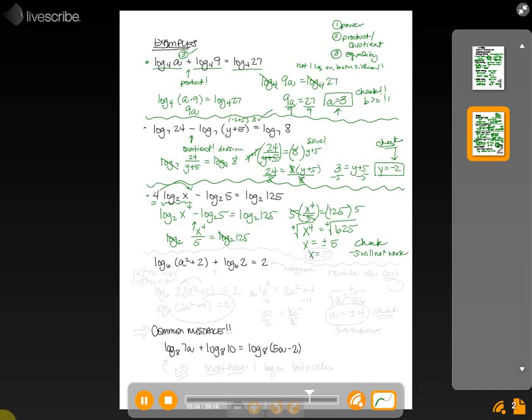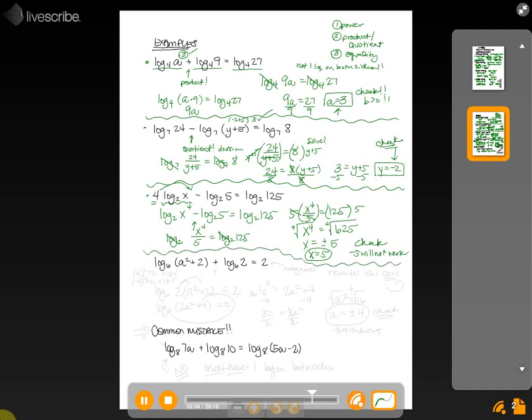So the only answer we end up with is positive 5, because when we plug 5 in, we do get the log of a positive answer. So that one does work. That's the importance of checking our answers, because in that case we got 2, but only one of them is actually going to work. One more example here, and this one's a little different.